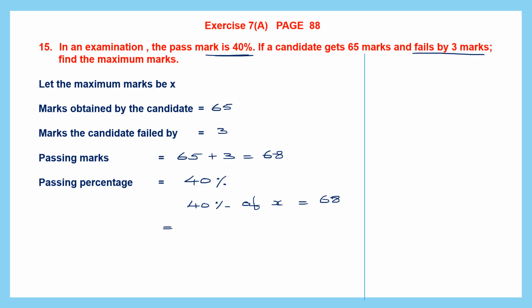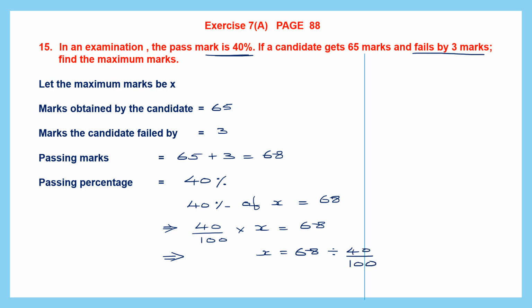Now let's simplify this and see. So 40% means 40 by 100 into x will give us 68. So now to find the value of x, we say x is equal to 68. Now here we have 40 by 100. Now this is multiplication, so we're going to take it to the other side and make a division. So this becomes divided by 40 by 100.